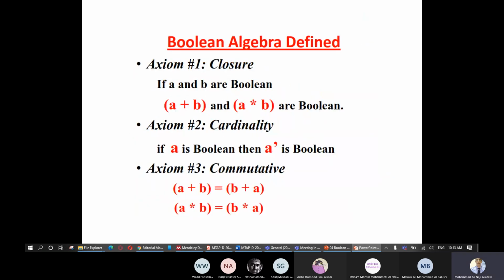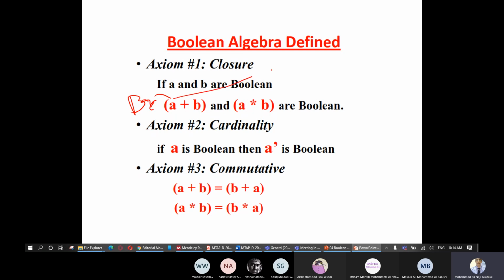Okay. Now in Boolean algebra, we took the axioms, which are the closure. The closure means when I perform any operation in algebra on any two elements, then the output or the result will be an element that belongs to the same set. That means A belongs to capital B.